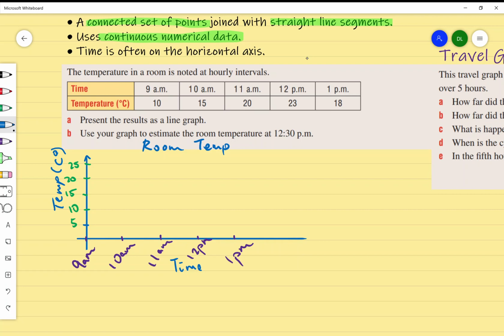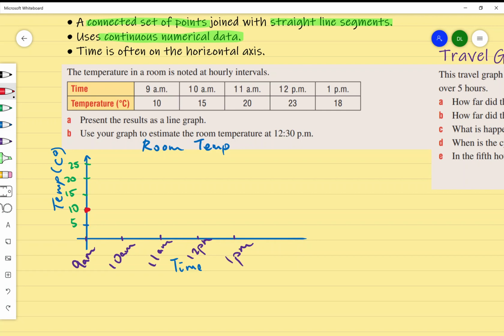Okay? Too easy. Now all we have to do is represent the results in a line graph by actually including the data. Now in the first column, I've got 9 a.m. and it was 10 degrees. So I go to 9 a.m. and I go up to 10 degrees and I put a dot there. That's all I do.